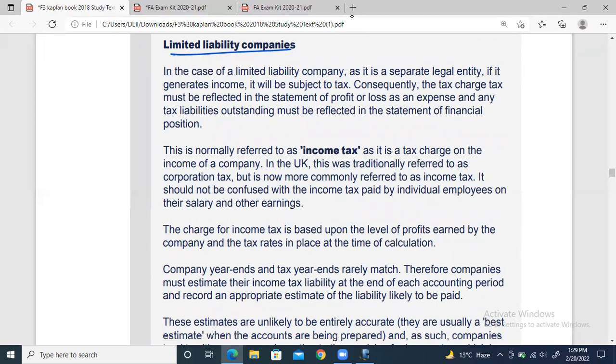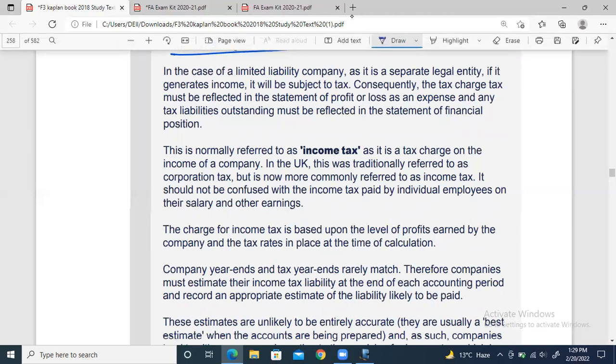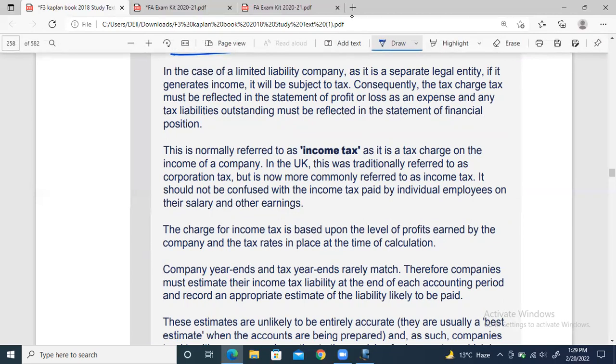There are 3 or 4 steps for calculating the liability. This may be tested in the exam, I cannot confirm, but if you try to memorize this and have a correct understanding of this, it will be very beneficial for you. In the case of a limited liability company, as it is a separate legal entity, if it generates income, it will be subject to tax, obviously.